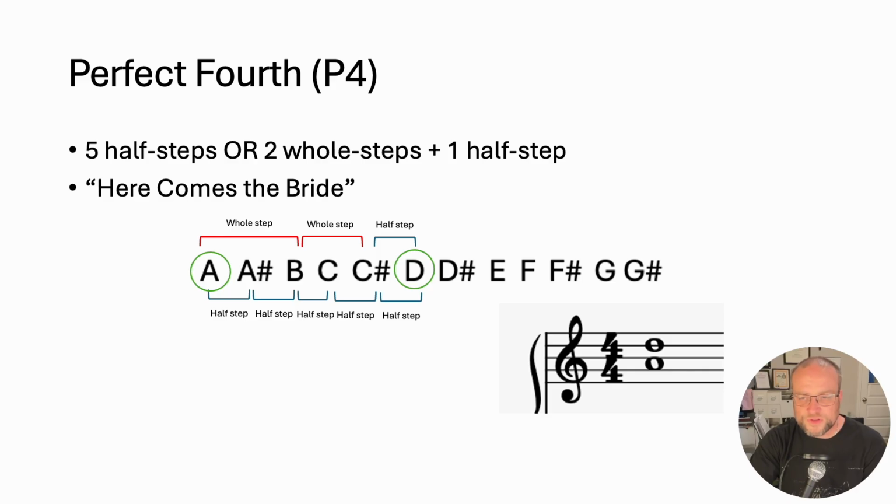A perfect fourth is made up of 5 half steps, or 2 whole steps and an additional half step. The funny thing about counting intervals is we count from the beginning note to the end note. So from A to A sharp and then B and so on, we get 5 half steps. From A to A sharp is 1, A sharp to B is 2, B to C is 3, C to C sharp is 4, C sharp to D is 5.